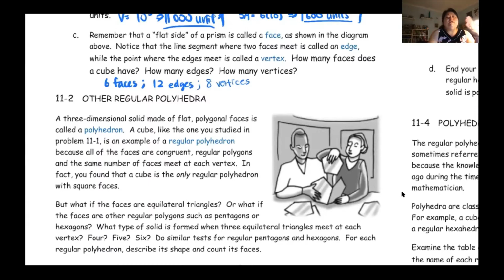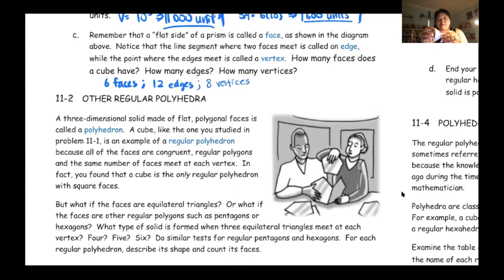Do similar tests for regular pentagons and hexagons. For each regular polyhedron, describe its shape and count its faces. So again, the idea is that you take triangles and you meet them at one corner. If you take equilateral triangles, you notice I have 3 of them meeting at one point, and no matter how I turn this, it's 3 triangles at every single vertex. That's what it's talking about.